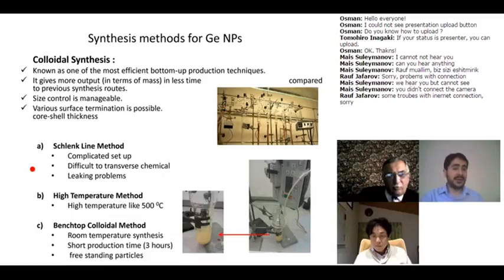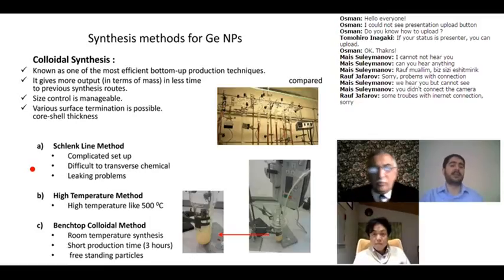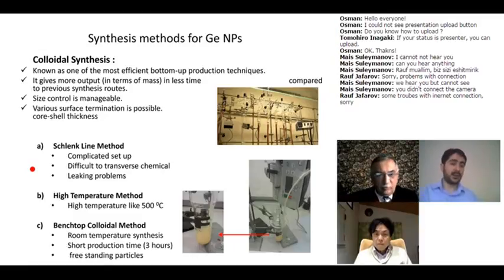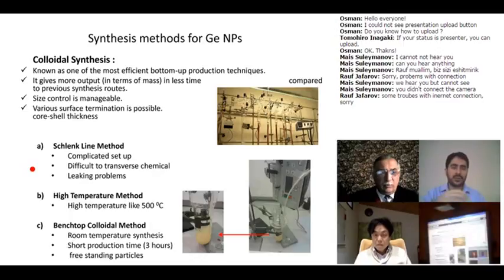What we are using in our lab, a very easy and facile method, is colloidal synthesis. In colloidal synthesis, size control is important. We can control size precisely, and various surface terminations are also possible over the core of the germanium nanoparticles. It also has different sections, like the Schlenk method, the high temperature method, and the benchtop method. For the first two, as you can see in this picture, a very complicated setup is required. It's difficult. For example, if there is a leak, it's difficult to find, and transferring the chemicals is also difficult. The high temperature method is also expensive.